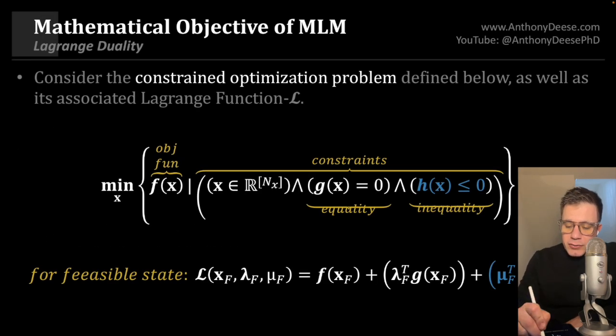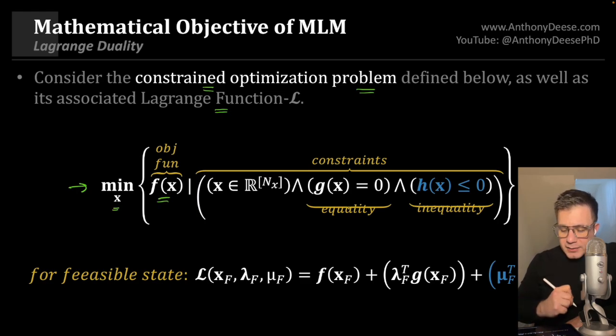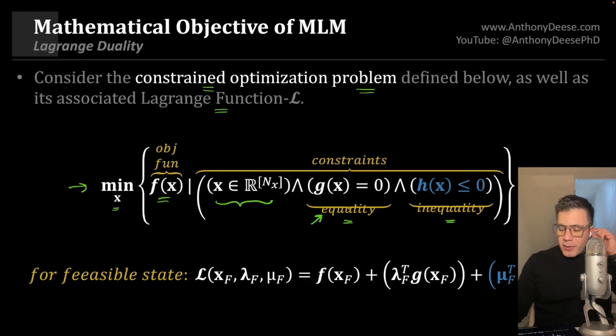So let's consider the constrained optimization problem defined below, as well as its associated Lagrange function. We're trying to minimize an objective function with respect to x. This simply tells us in what space our x resides. And then we have our equality and our inequality constraints. Again, I apologize. I don't know why these notes keep getting overwritten by the brackets.